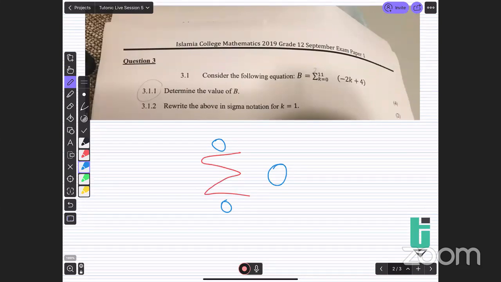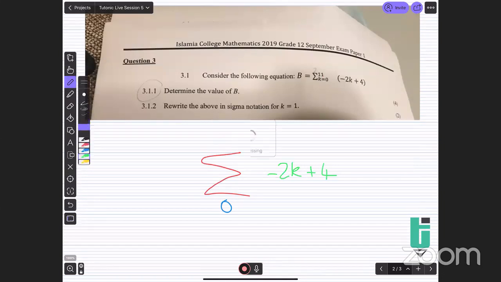Okay, so the 1 minus 2k plus 4, that's a general term. Correct. Great. It's the general formula for the sequence. And what is this 11 in the notes?